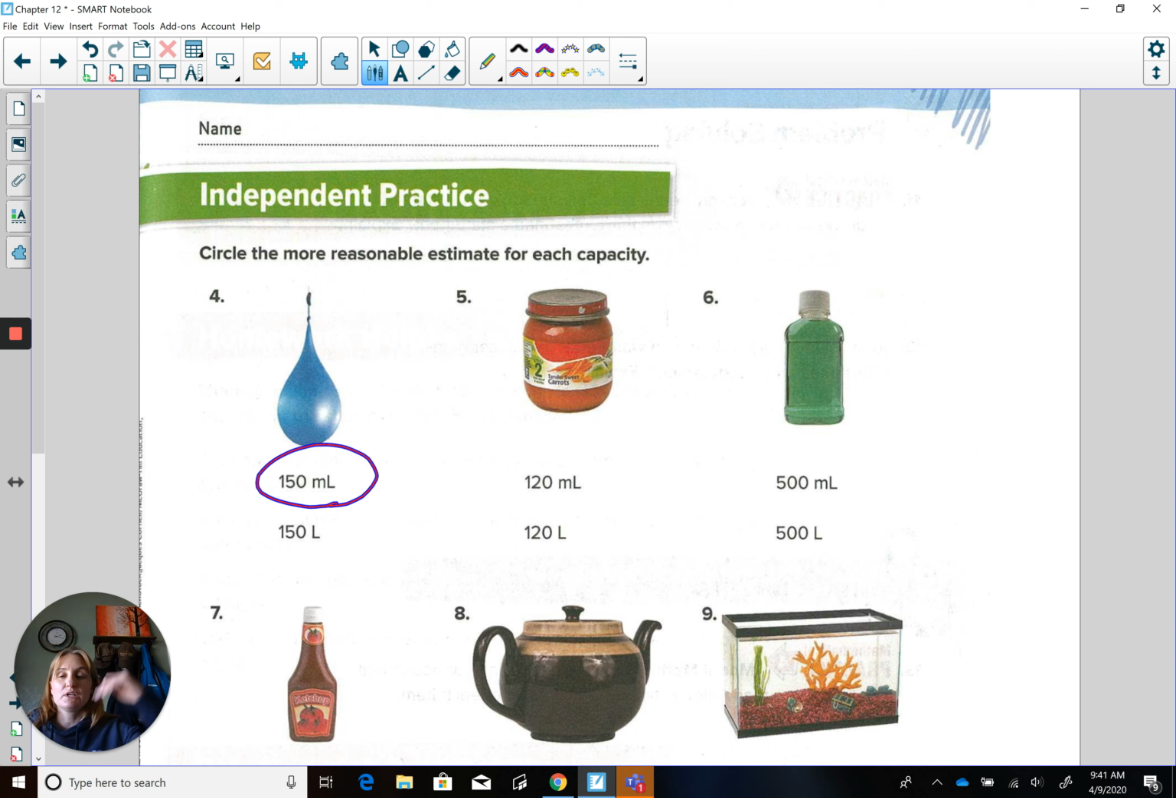Okay, so you're either looking at something that's small or something that's large, which is nice. We're not looking at multiple types of measurement. We're just looking at these two types for now. Okay.